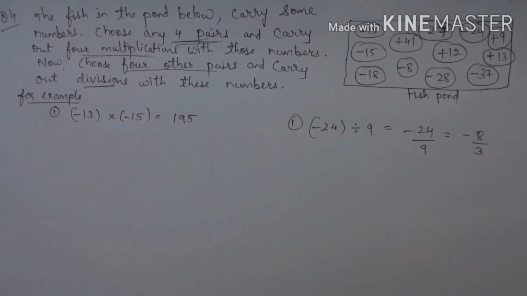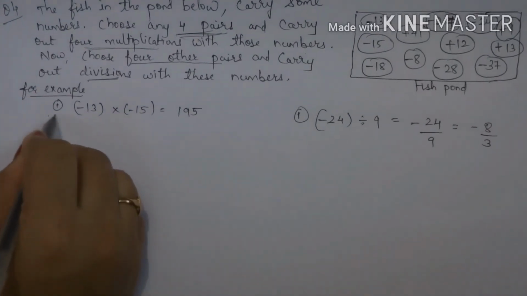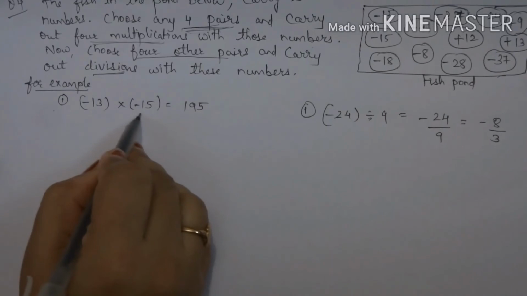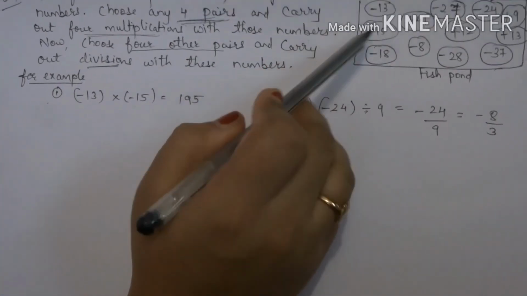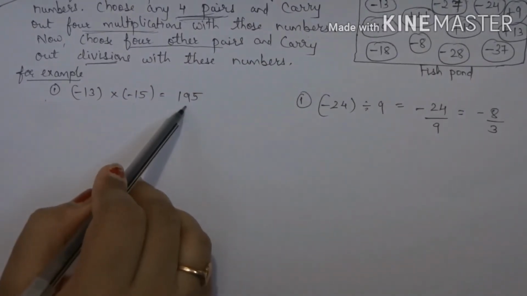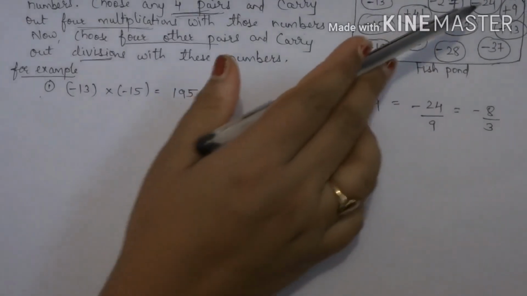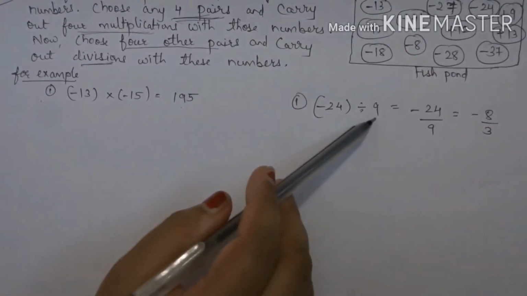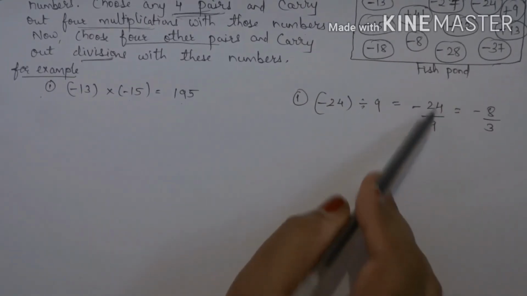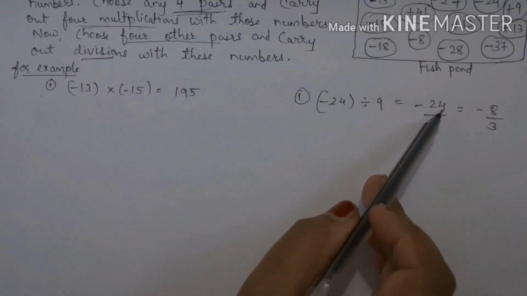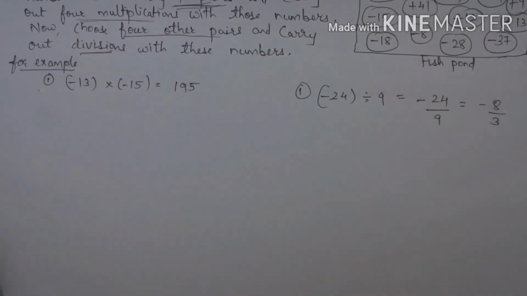Now children, see the first number. They have given us one example, minus 13 multiplied by 15. From here only you have to choose the numbers from the fish pond. Minus 13 multiplied by 15, the answer is 195. Minus minus is plus, so no need. For division also they have chosen the numbers. Minus 24 divided by 9. So minus 24 upon 9. Both will go in the table of 3. 3 8s are 24, 3 3s are 9. So the answer is minus 8 upon 3.